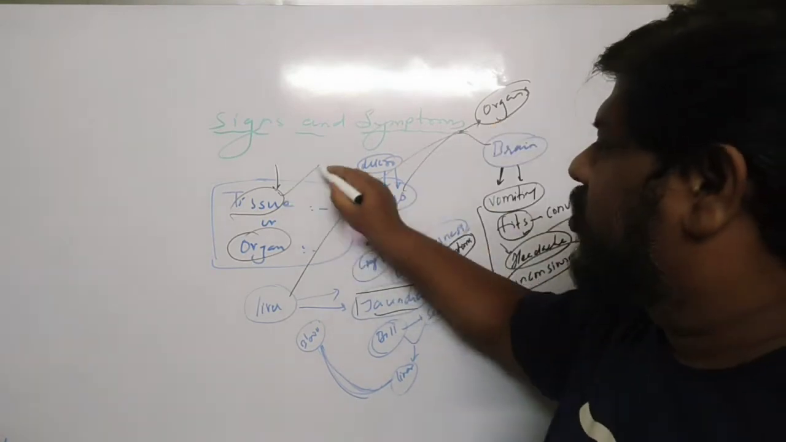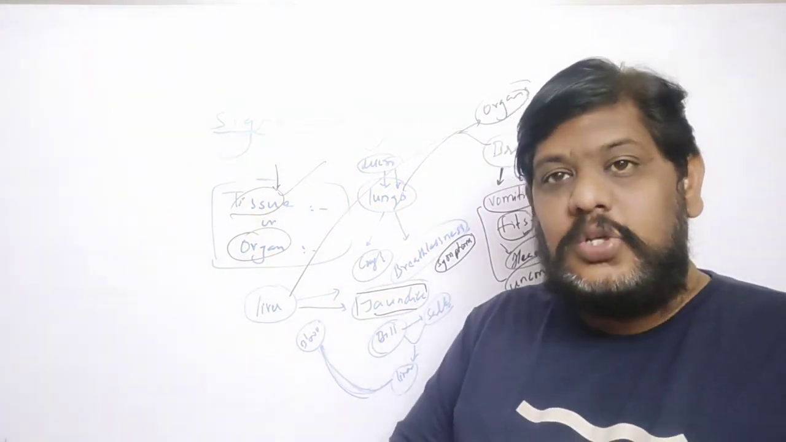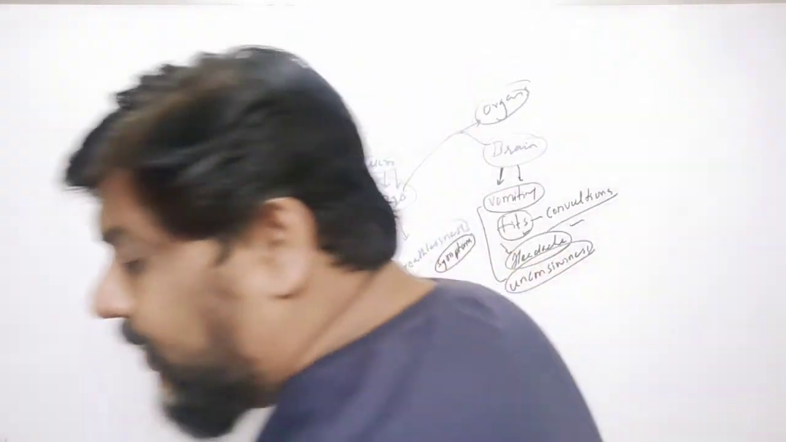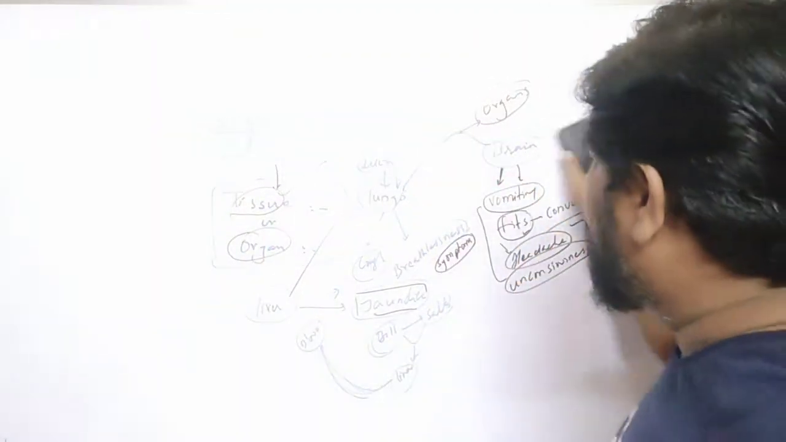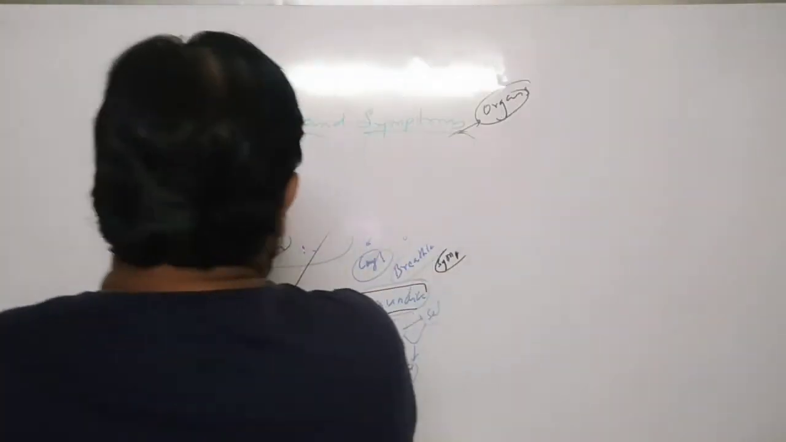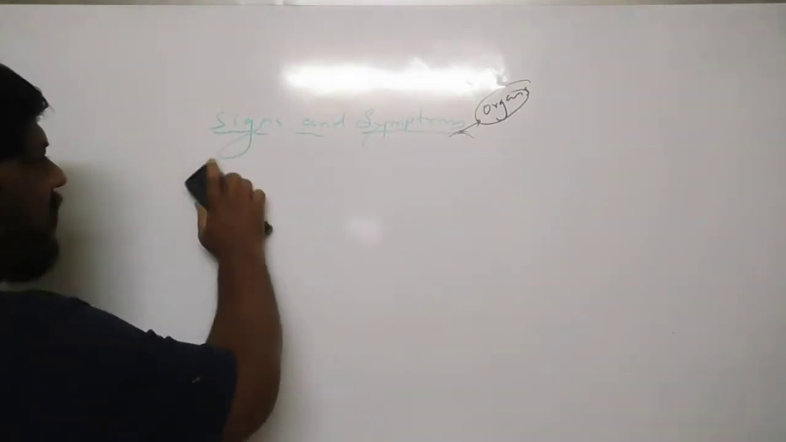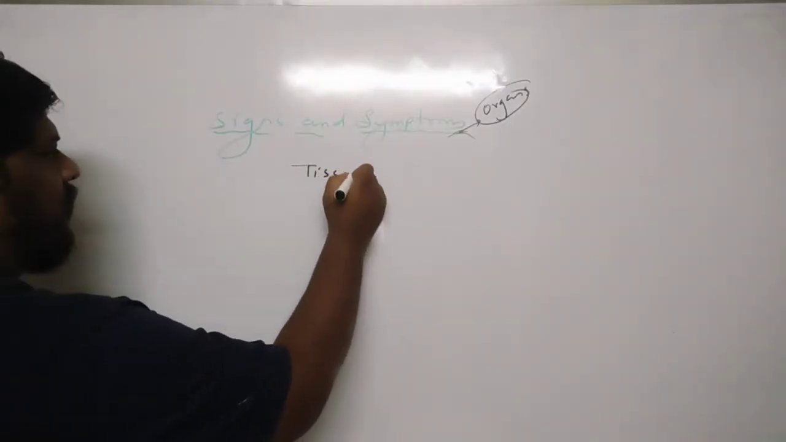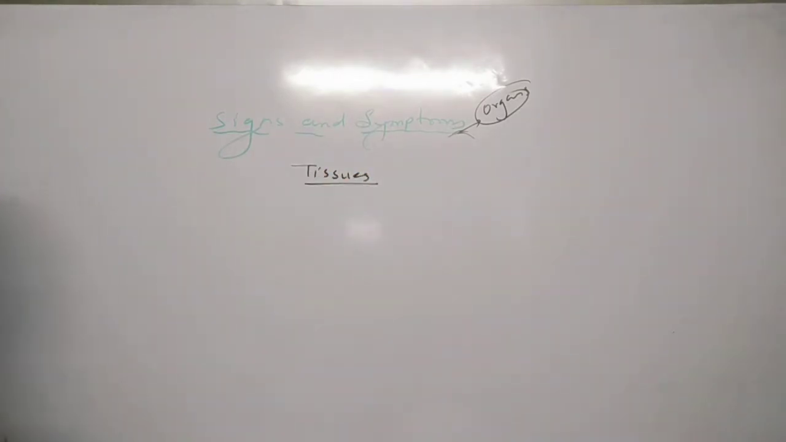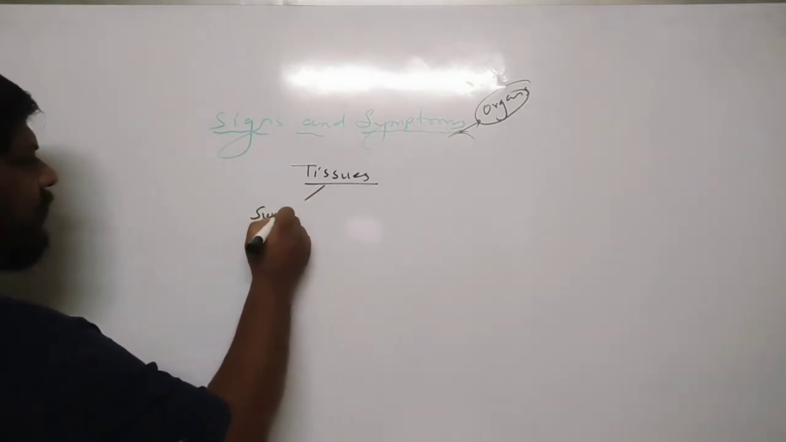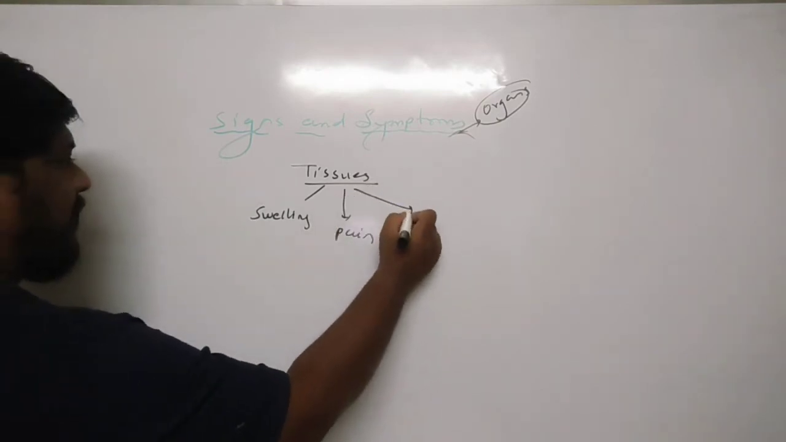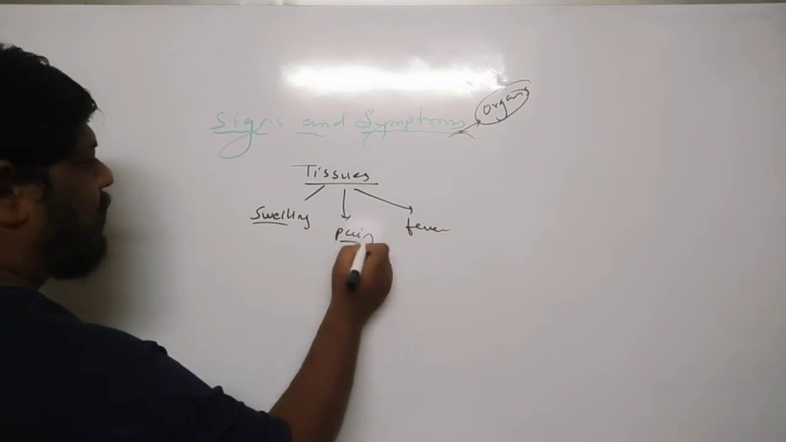Now what about the tissue? When tissues get infected, you can see different kinds of changes, right? So we are going to discuss the same now. When tissues are infected, you can see some changes in your body. Let me put this to you in this way. When tissues are infected, you can see the swelling in the tissues, you can see the pain in the tissues, and also sometimes there will be fever: swelling, pain and fever.